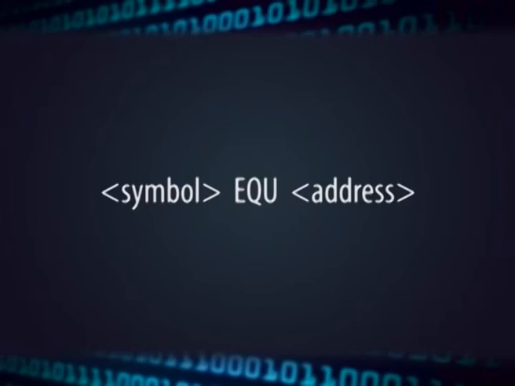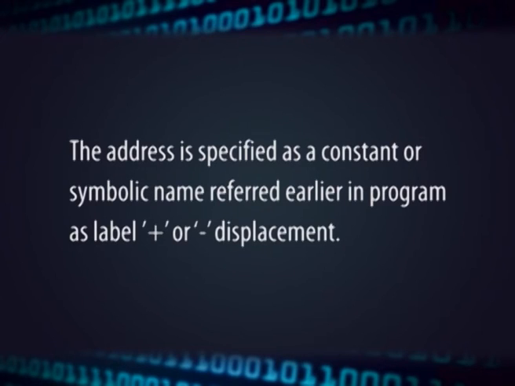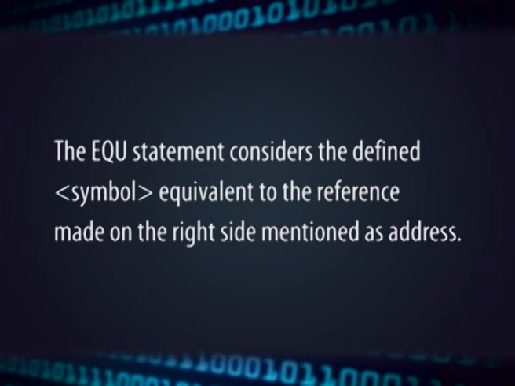The EQU directive has the following syntax. Again, it starts with a symbol followed by EQU followed by an address. The address is specified as a constant or a symbolic name referred earlier in the program as label, plus or minus for displacement. The EQU statement considers the defined symbol equivalent to the reference made on the right side, mentioned as address. So, this is all about the facilities provided by the assembly language program over and above the facility provided in the machine language program.